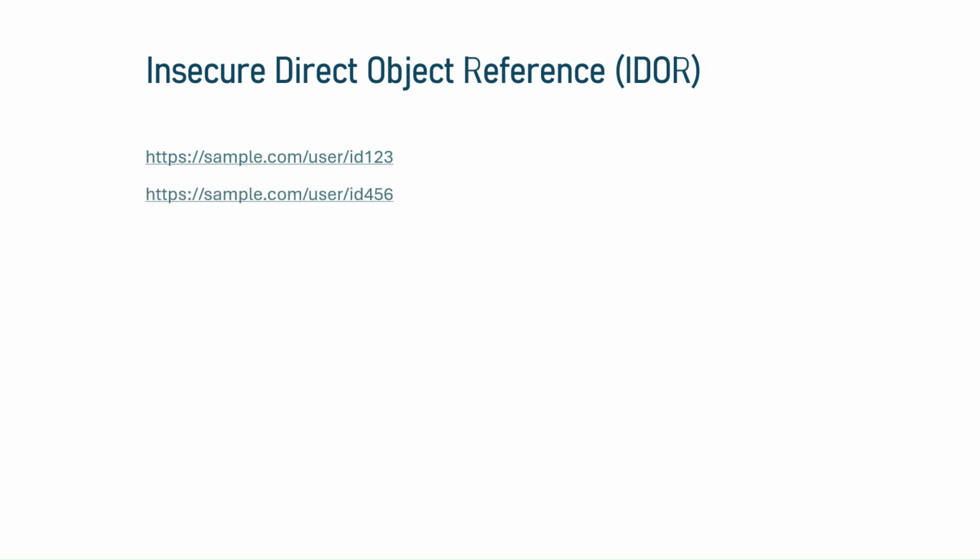Now, the ID here is called the object or the identifier, and the user record returned by the application will be called a resource. Now, let me explain another important thing called privilege escalation. Insecure direct object reference is a type of privilege escalation, but it should never be confused with the broader class of privilege escalation. Let me explain the difference.